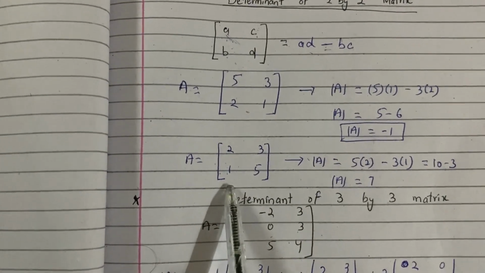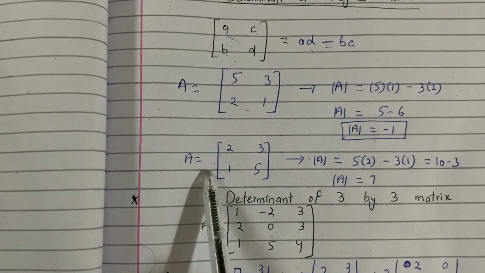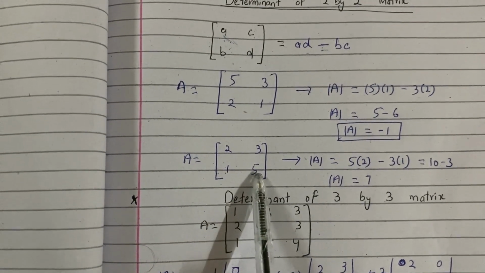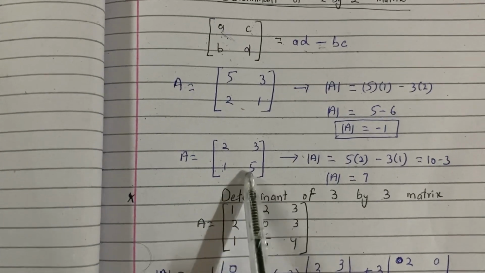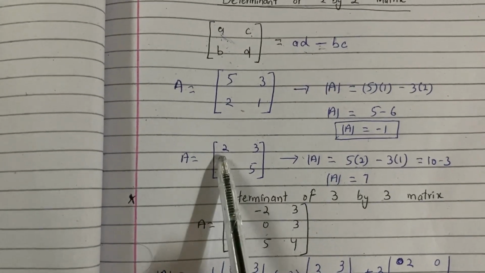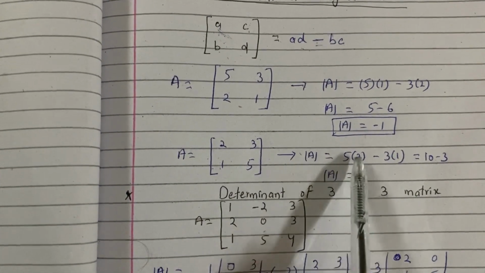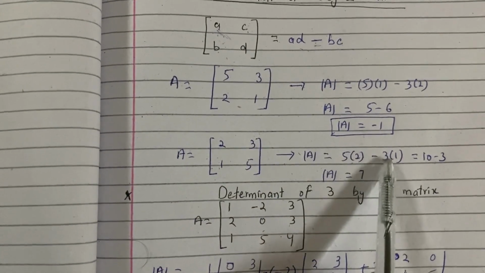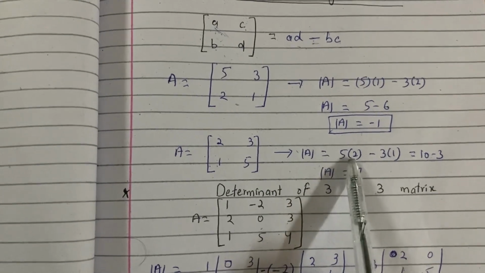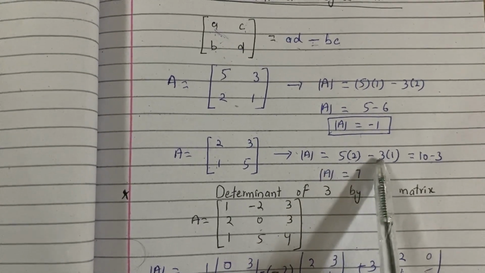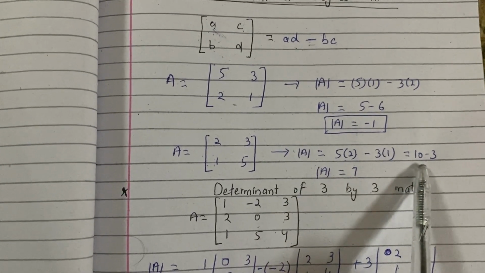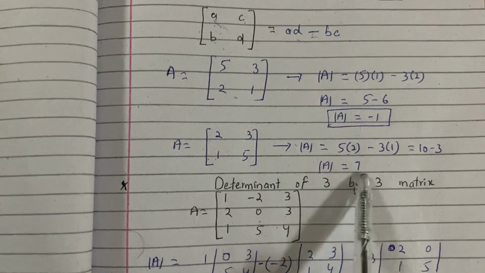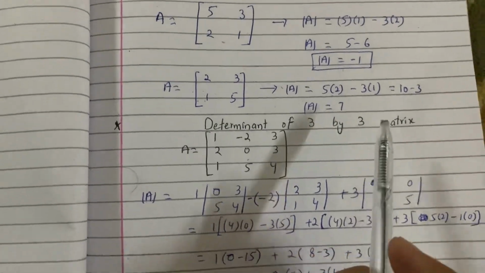So let's take another example. This is also a 2 by 2 matrix, and A is equal to 2, 1, 3, 5. These are the entries. So basically we have to multiply 5 with 2, and then we have to subtract it by multiplying this term and this term, 1 into 3 or 3 into 1. This will be equal to 5 into 2 is 10, and 3 into 1 is 3. So 10 minus 3 is basically 7. So the determinant is equal to 7.